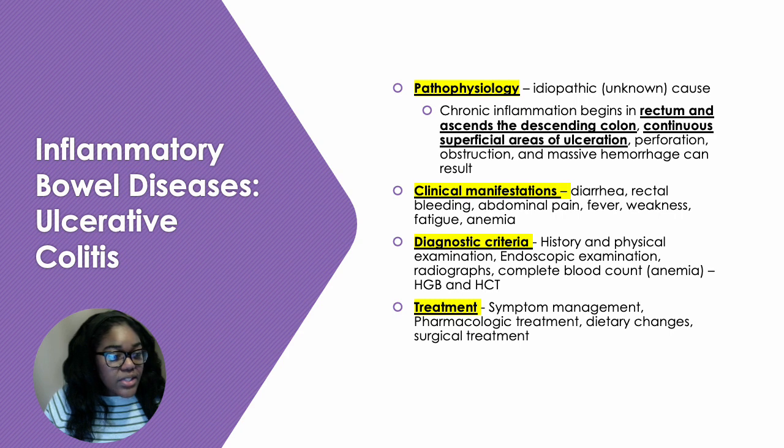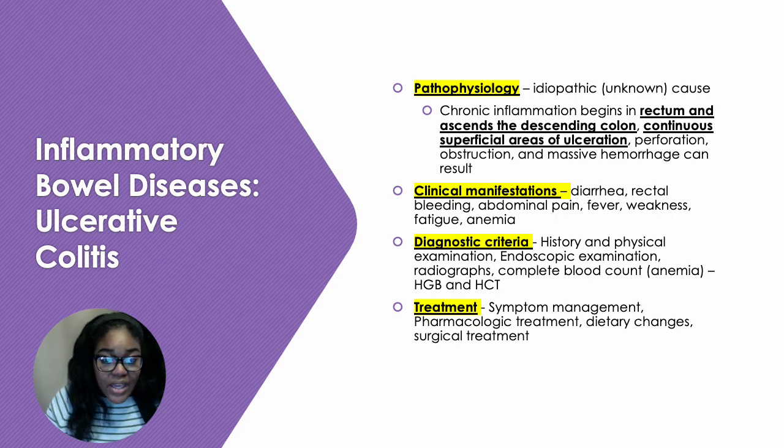So now we're moving into the second inflammatory bowel disease in this lecture. And similar to Crohn's disease, ulcerative colitis has an idiopathic cause or idiopathic etiology. We know that it is chronic inflammation, and normally this one begins in the colon and in the rectum. And we see continuous areas of ulceration, perforation, and obstruction. Ultimately, if this continues without treatment, you can see some massive hemorrhaging in the individual with ulcerative colitis. Clinical manifestations include diarrhea, rectal bleeding, abdominal pain, fever, weakness, fatigue, and anemia.